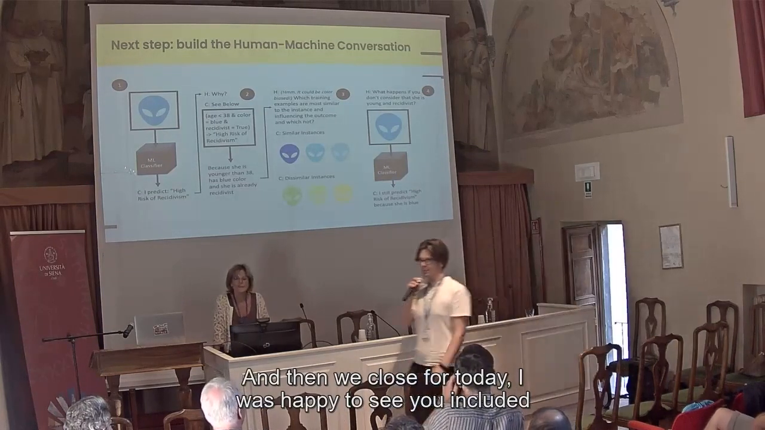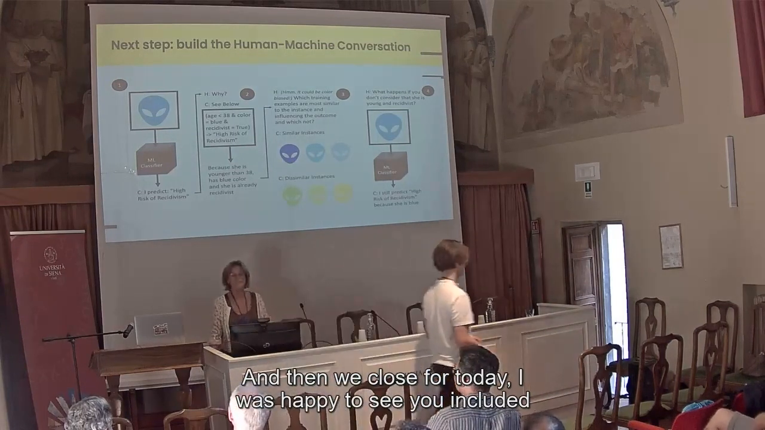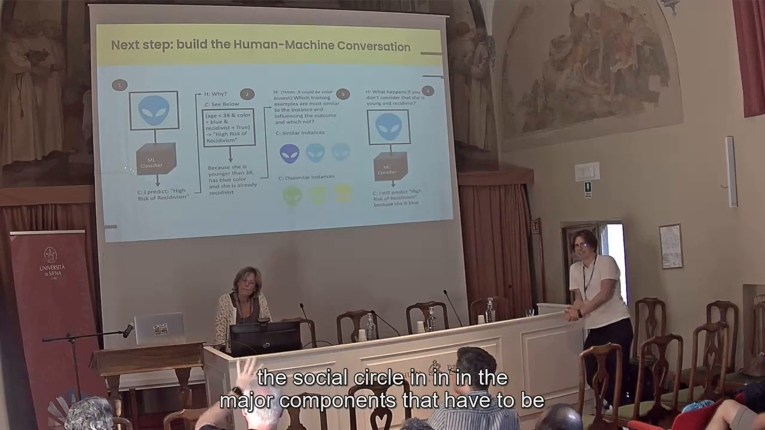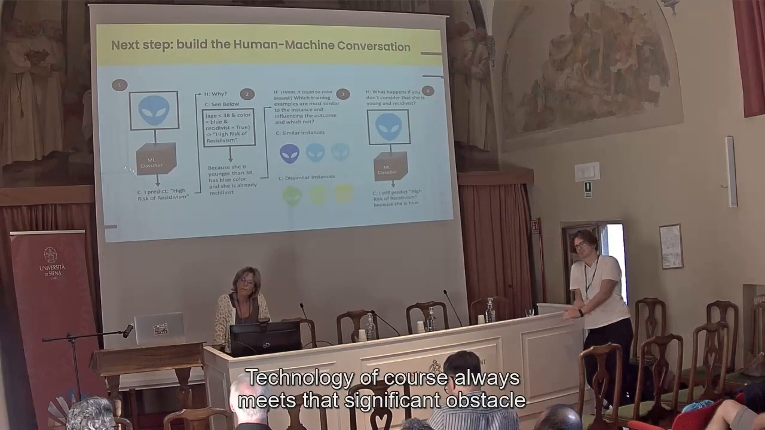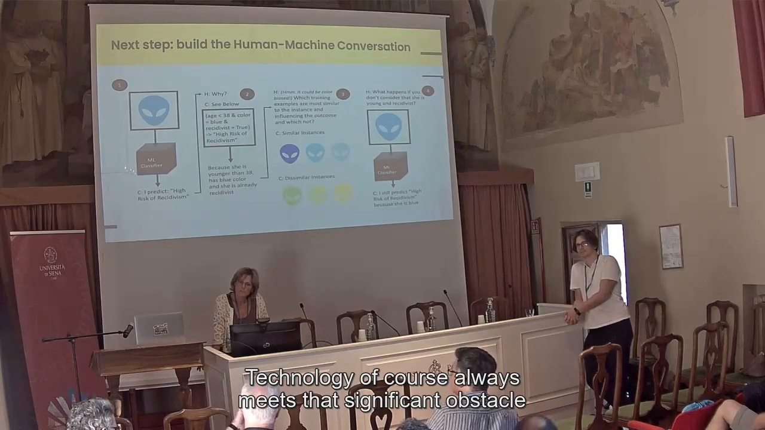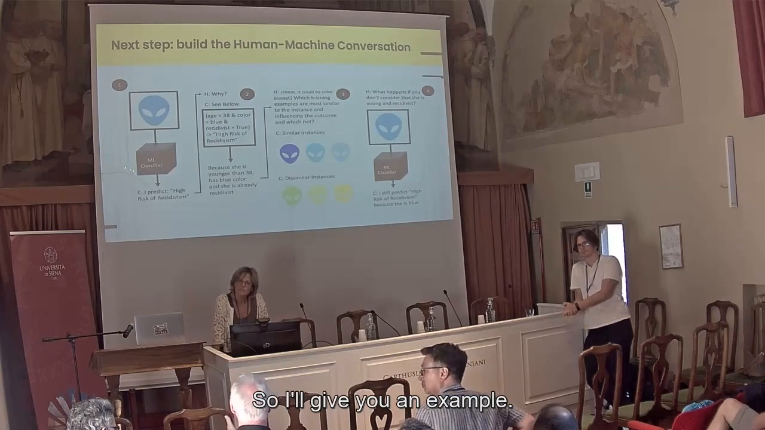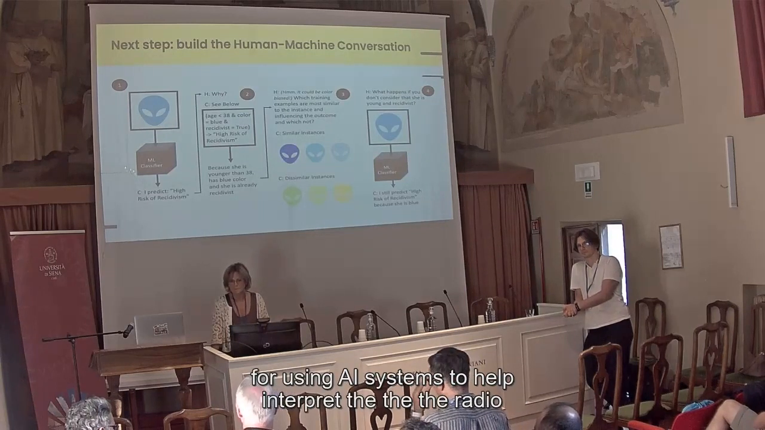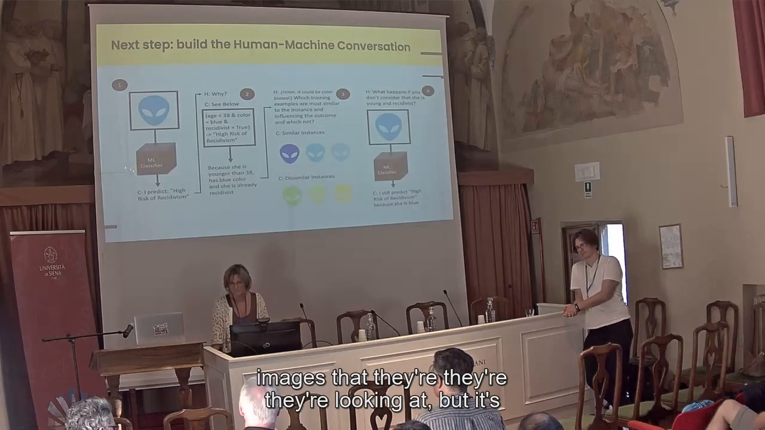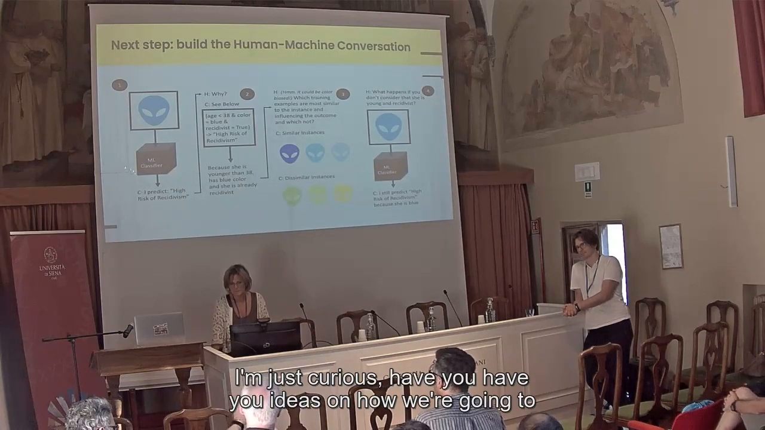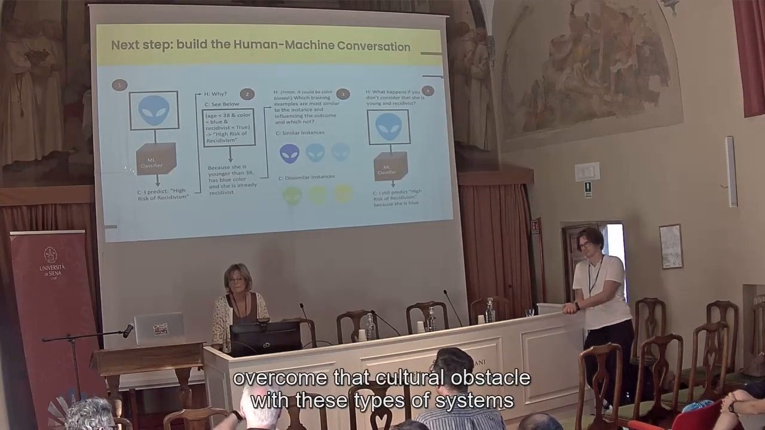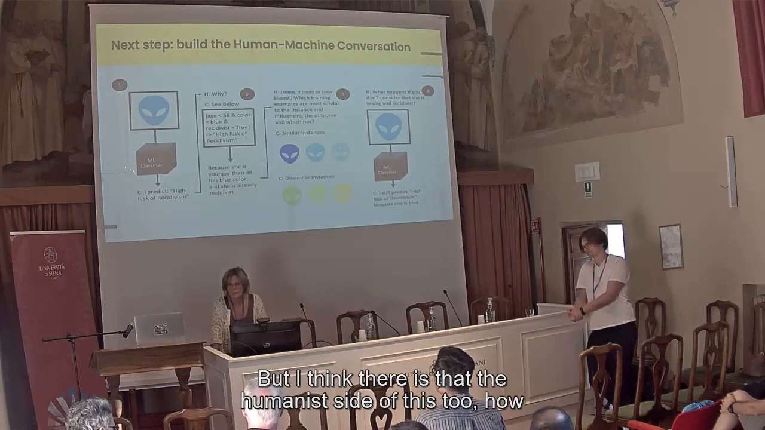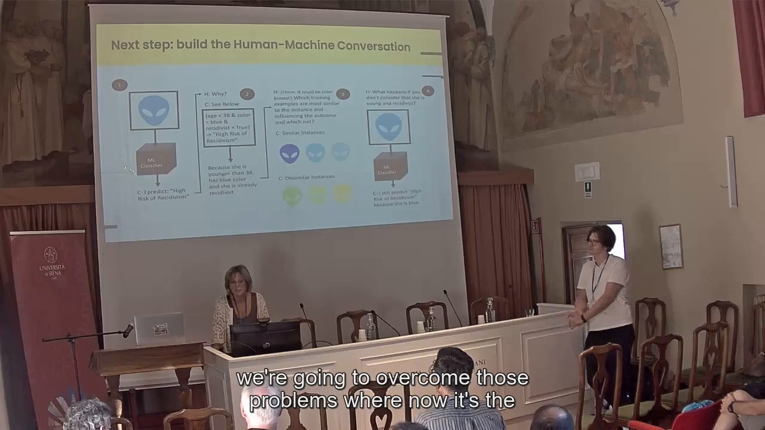Okay, Danny, and then we close for today. I have some criticism that I might say, but it's not the argument. I was happy to see you included the social circle in the major components that have to be dealt with. Technology, of course, always meets that significant obstacle of culture. I'll give you an example. In a radiology department, there's every reason for using AI systems to help interpret the radio images that they're looking at. But it's not used that much. I'm just curious, have you ideas on how we're going to overcome that cultural obstacle with these types of systems through explanation? I'm sure that's part of it, but I think there is the humanist side of this too. How are we going to overcome those problems where now it's the physician who's affected?